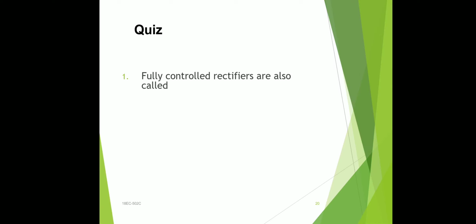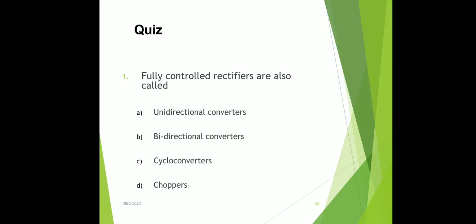Fully controlled rectifiers are also called unidirectional converters, bidirectional converters, cycloconverters, or choppers. What is the answer? Fully controlled rectifiers are also called bidirectional converters. These fully controlled rectifiers are also called two-pulse converters.